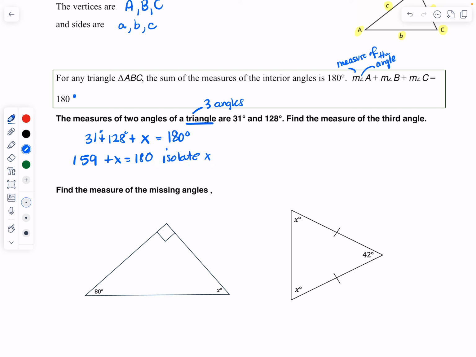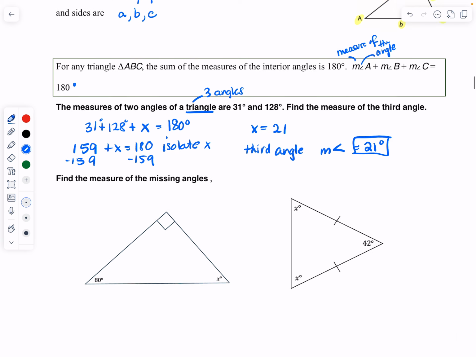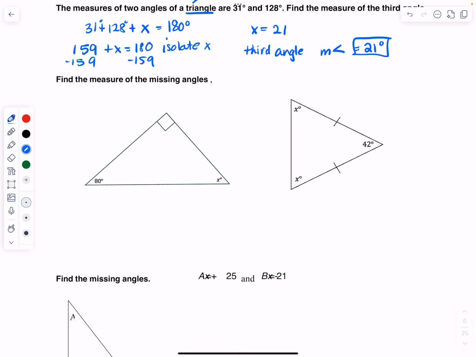Now I'm going to isolate x. In order to do that, I have to remove anything that is around x. We see the 159, so I'm going to subtract it off of both sides. So x equals 180 minus 159, which gives me 21. So the measure of the third angle is 21 degrees.